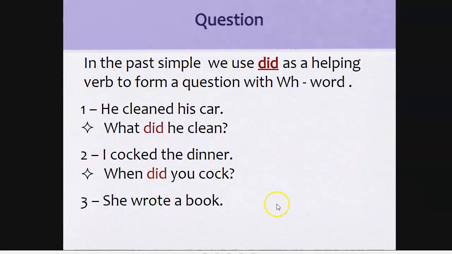What about the question form? In the past simple, you use did as a helping verb to form a question with a question word. For example, he cleaned his car. What did he clean? The second one, I cooked the dinner. When did you cook? We use what, when, and other question words. She wrote a book.